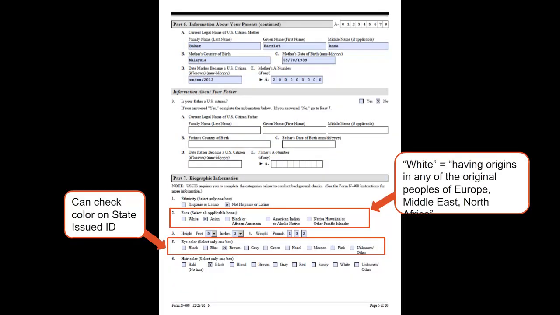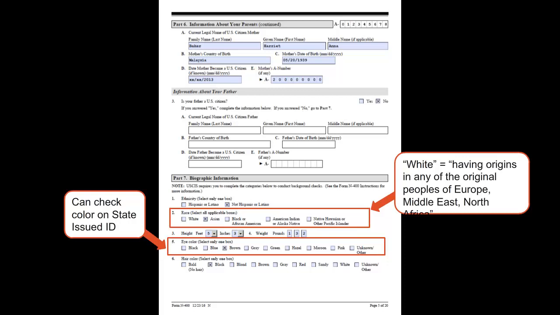Part 7, biographic information. Please select the applicant's race. Note here that white means having origins in any of the original peoples of Europe, Middle East, or North Africa. So many Latinos may be considered racially white, but some may identify as indigenous. You can let the applicant choose how they would want to select their race.